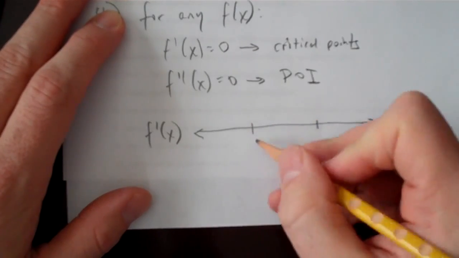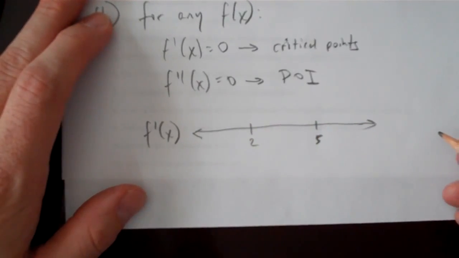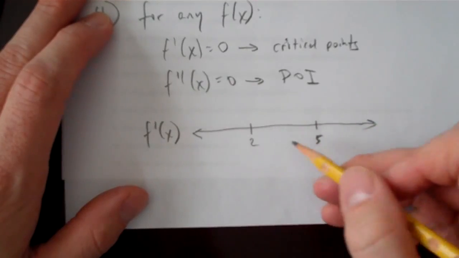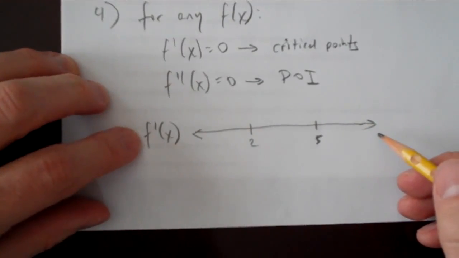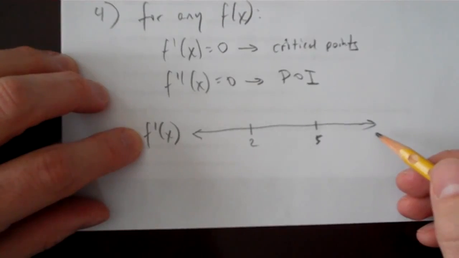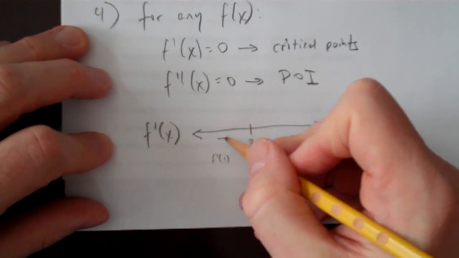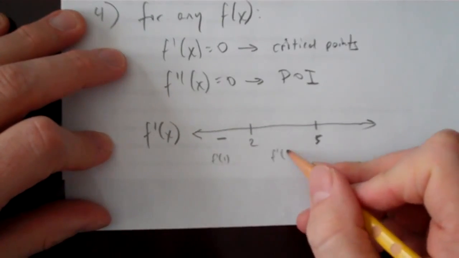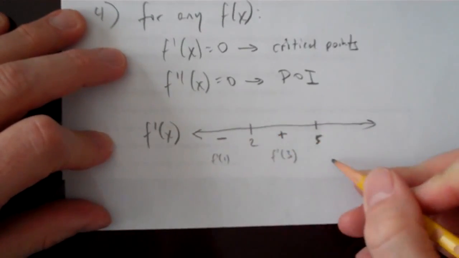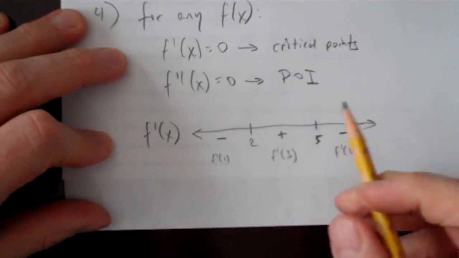And let's say, for instance, you got critical points of 2 and 5. This is just an example. Now we're going to want to check this interval, and this interval, and we'll want to compare it to the equation f prime of x. So maybe we check f prime of 1, and maybe we get a negative value. Let's say we check f prime of 3, and maybe we get a positive value. And here we check f prime of 6 and we get a negative value.